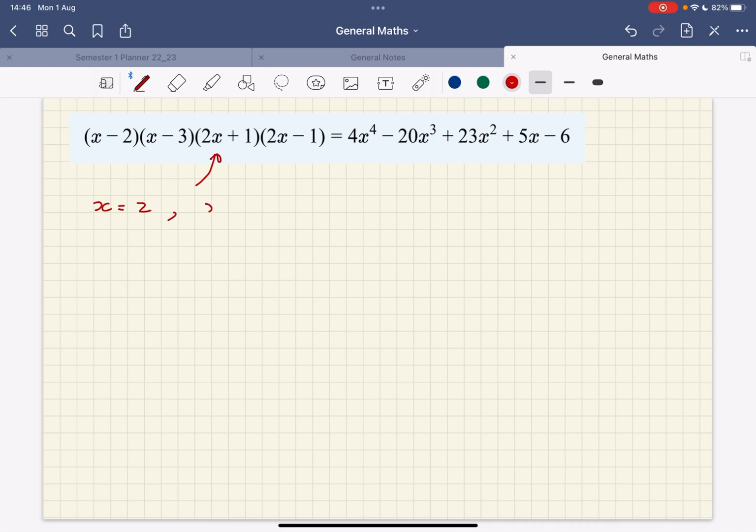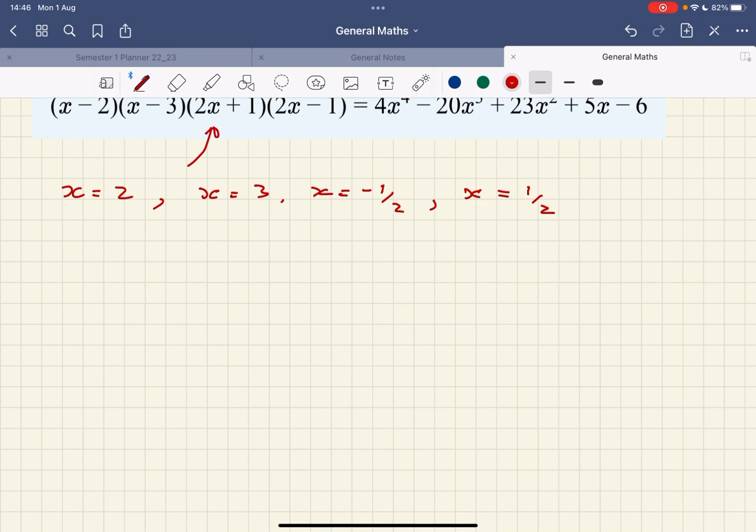2, 3 from the second bracket. The third bracket is x equals negative a half. And the next bracket is x equals a half. Now, obviously, if we add all those together, we end up with 5. So the sum is 5.